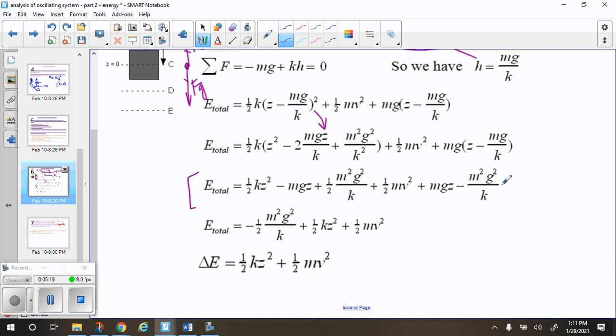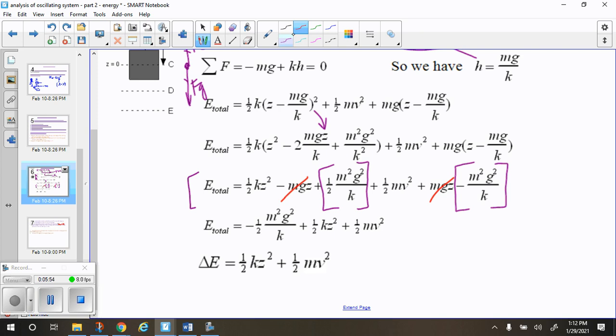So I want you to notice a couple of things. This right here is the same term. There's positive 1/2 and negative 1, so we can combine them together and make that negative 1/2 m squared g squared over k. Also notice that there's a negative mgz and a positive mgz, and those cancel out. So that cancels, and then we're left with this.